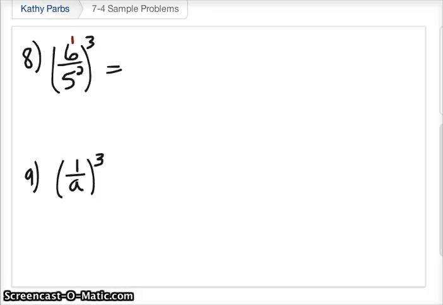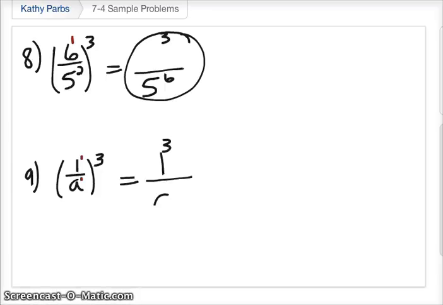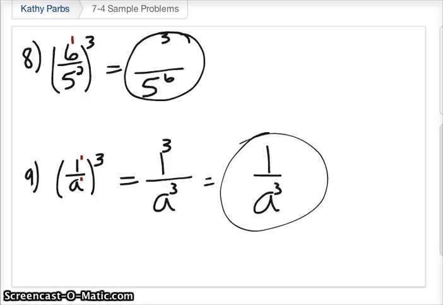Once again, remember the 6 has an exponent of 1, so this would be 6 to the 3rd divided by 5 to the 6th. And you can just leave this problem like this if you want to. You don't have to multiply it out. Once again, this has an exponent of 1. The a has an exponent of 1. So you have 1 to the 3rd divided by a to the 3rd, which would just be 1 over a to the 3rd, because 1 times itself, no matter how many times you do it, is still 1.